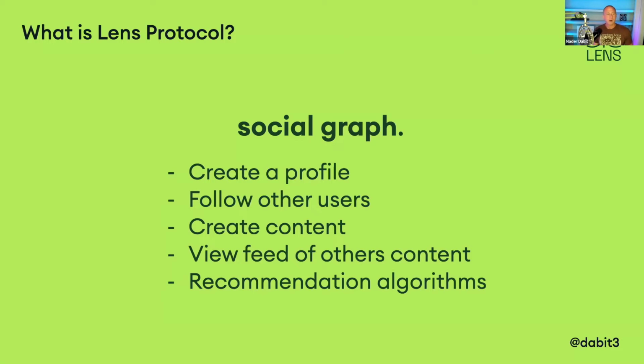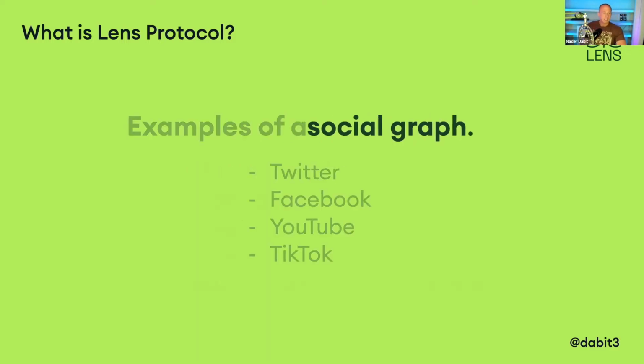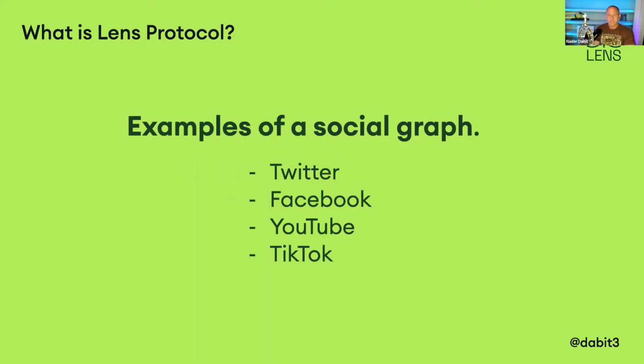Something like Twitter or TikTok isn't possible right now in a fully decentralized way because it's just not possible to build those types of recommendation algorithms, at least today. So what are some examples of social graph applications? These are a handful of them: Twitter, Facebook, YouTube, and TikTok. But often a lot of the applications that we use that we might not even think of as social graphs are social graphs.